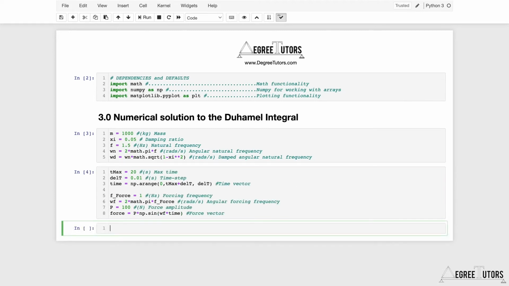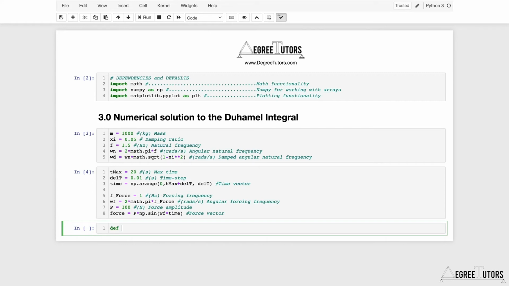Now we're ready to do the bulk of the work here, and that is the Duhamel integral calculation itself. Now the way we're going to do this is we're going to want to package our code in such a way that we can reuse it easily without having to rewrite it every time. So the way to do this is to define a function and write all of our code within that function. Then we can call that function from different locations within our code, and it will execute all the code in the function.